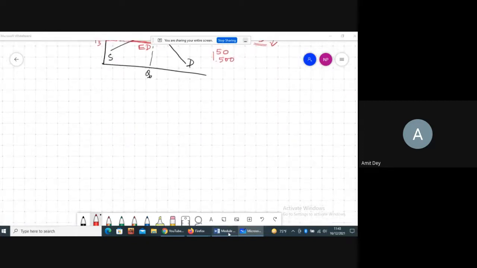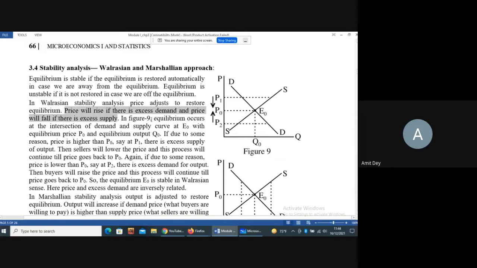So in this figure, equilibrium occurs at the intersection of the demand and supply curve at point E0, where the equilibrium price is P0 and output is Q0. This is the equilibrium price and this is the equilibrium quantity. So if due to some reason price is higher than P0, at P1 there is excess supply, so price will come back to P0.